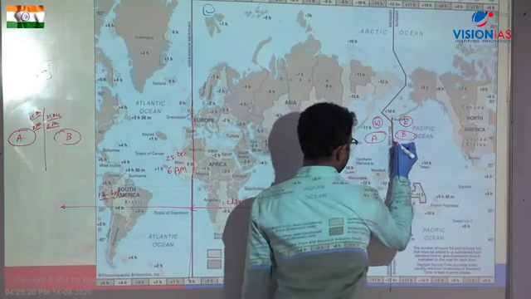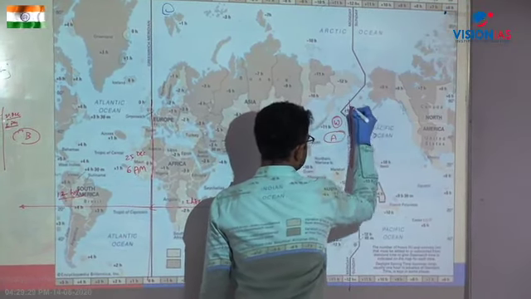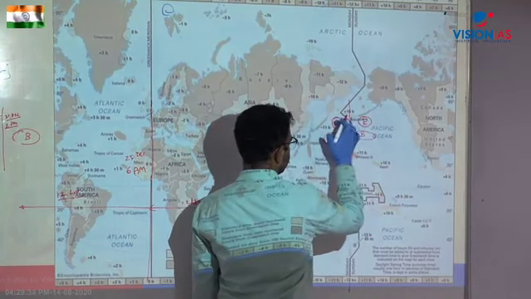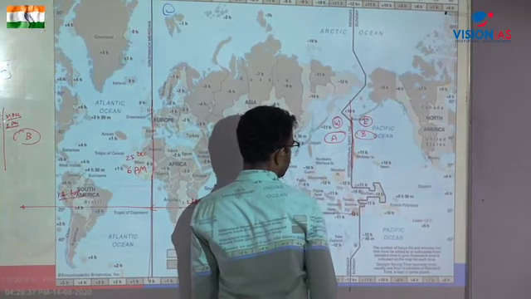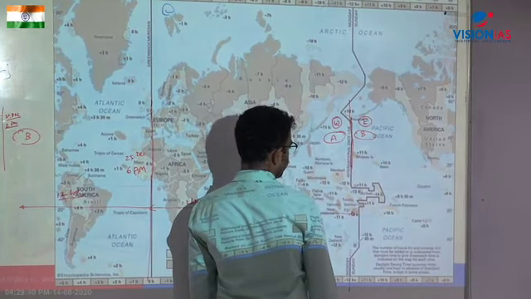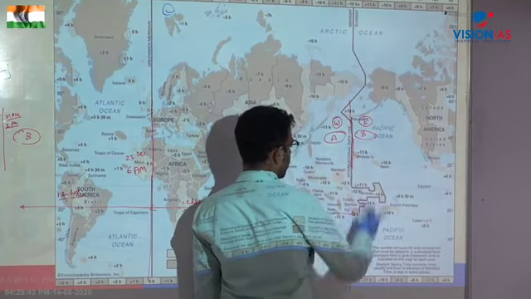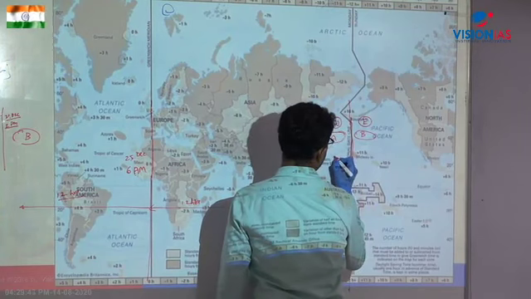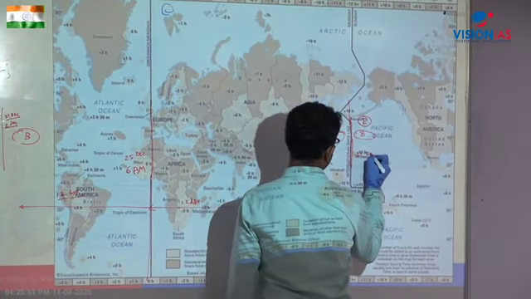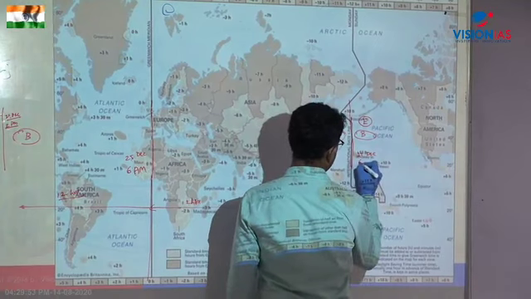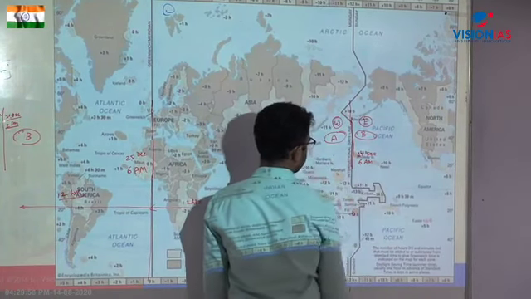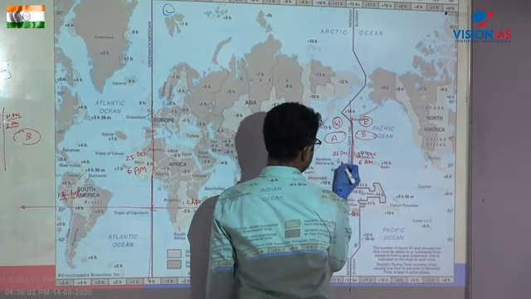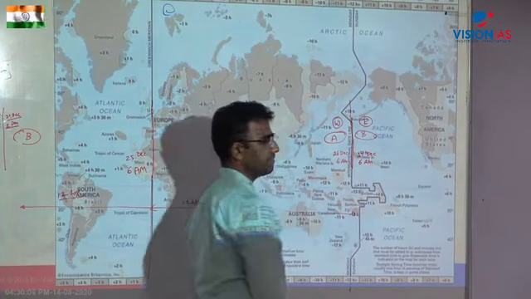If a person is crossing the international date line from east to west, would he gain a day or lose a day? Let's see. Here it is 25 December, morning 6 a.m. Here it should be 26 December, morning 6 a.m., because it is one day ahead.